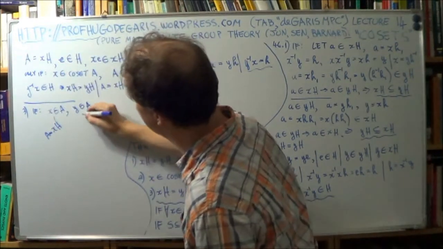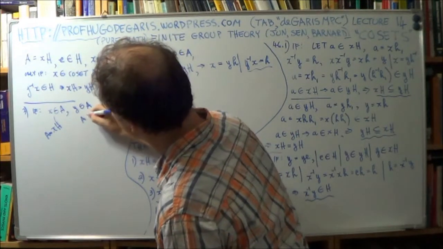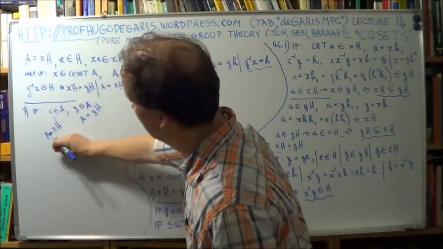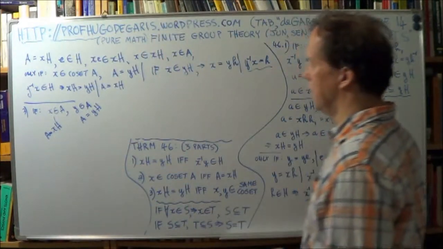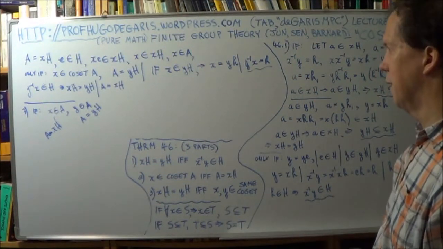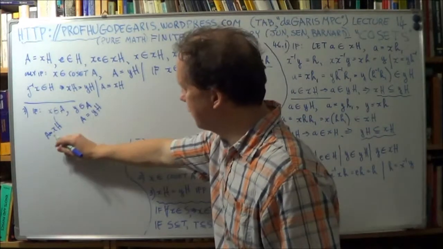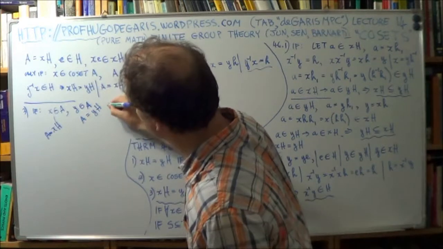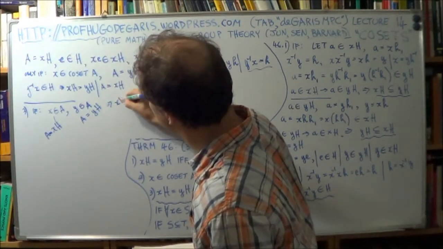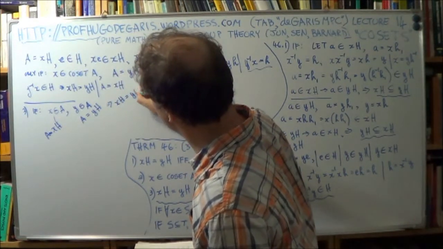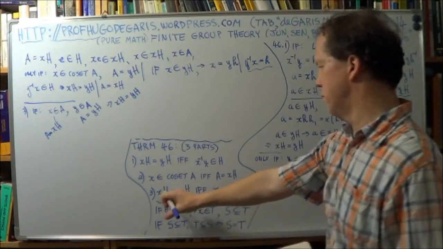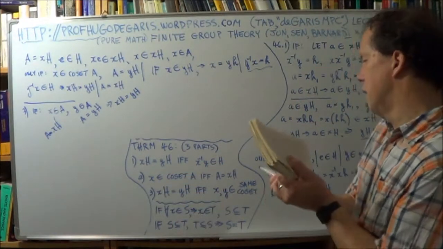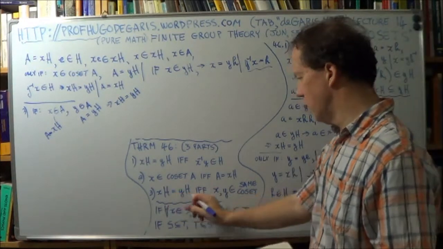And similar reasoning here, A equals yh. A equals xh. Alright? Now since these two A's are the same, that means xh equals yh. So that implies that xh equals yh. Right? So we have proven the left-hand side. So we've gone from right to left. Now it just remains to go the other way.